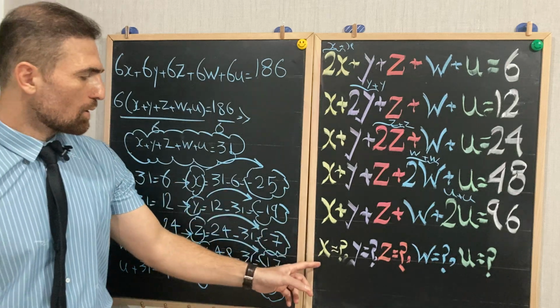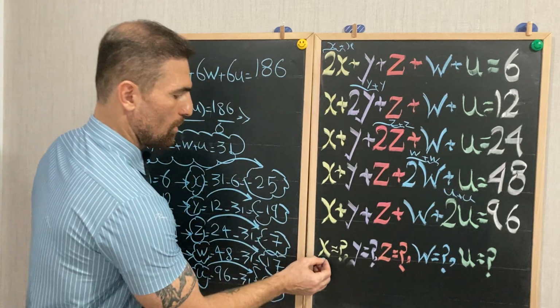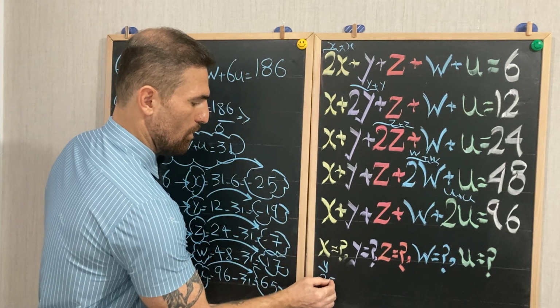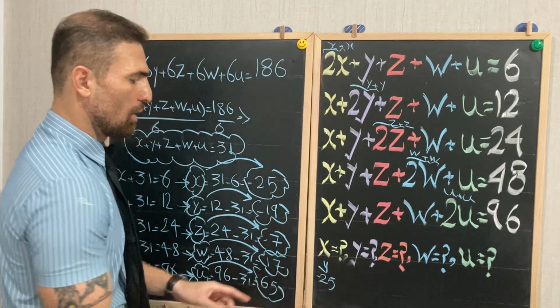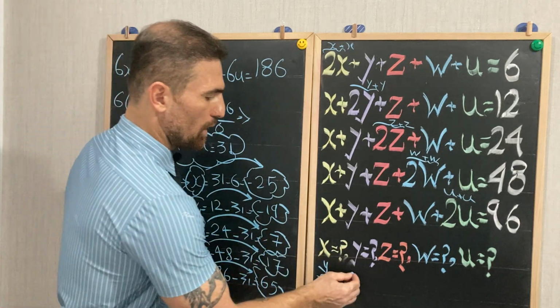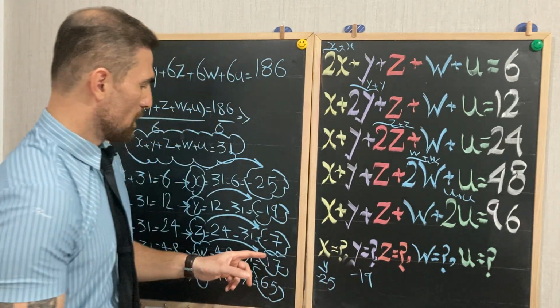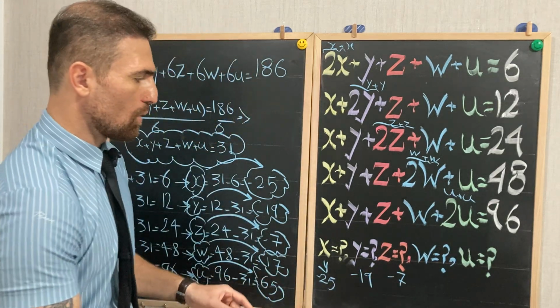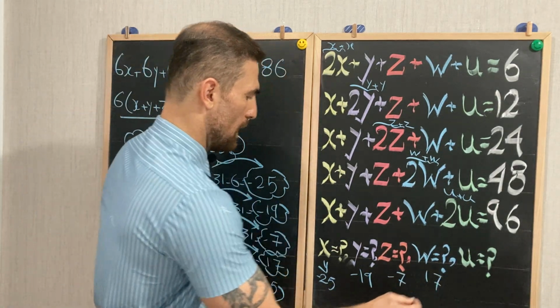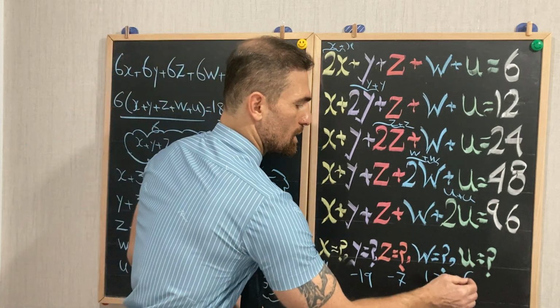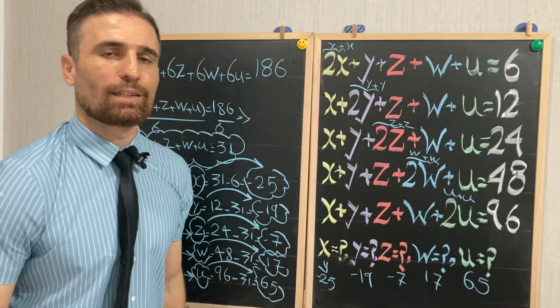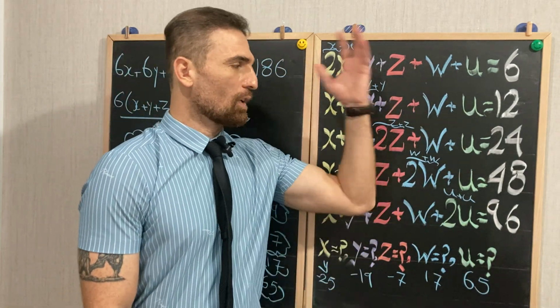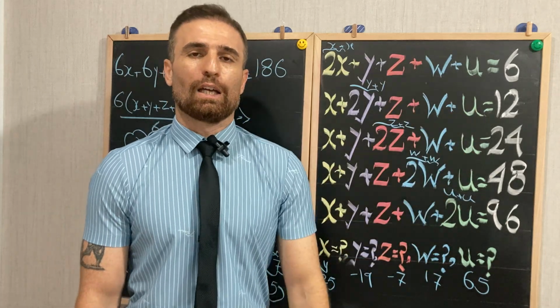x equals negative 25. y equals negative 19. z equals negative 7. w equals 17. And u equals 65. And this is the answer of this beautiful question.